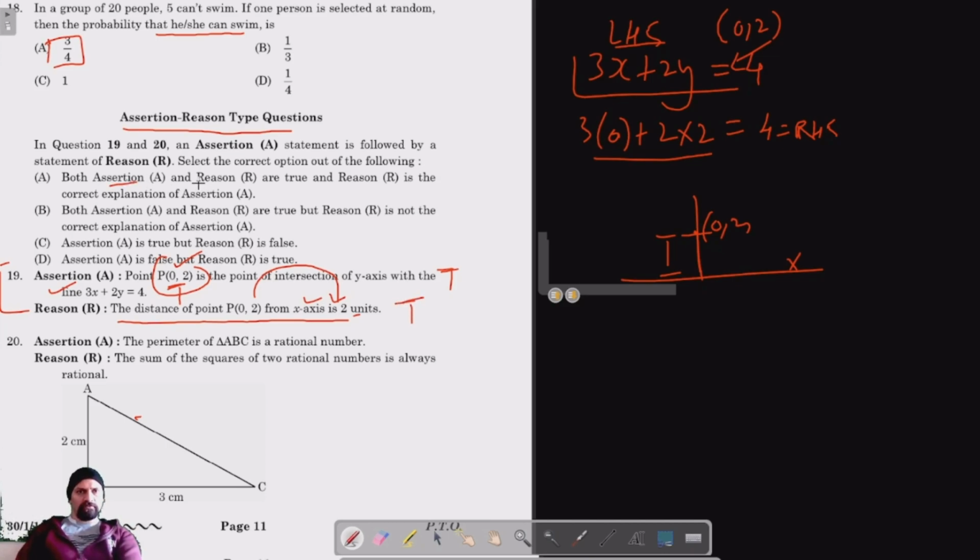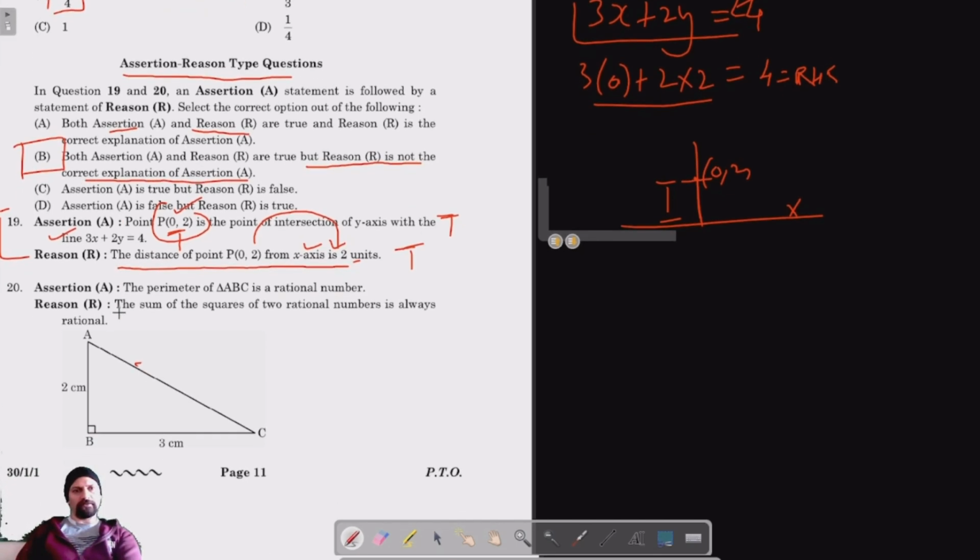So both assertion and reason are true, but reason R is not the correct explanation of assertion A, so B is the correct option here.